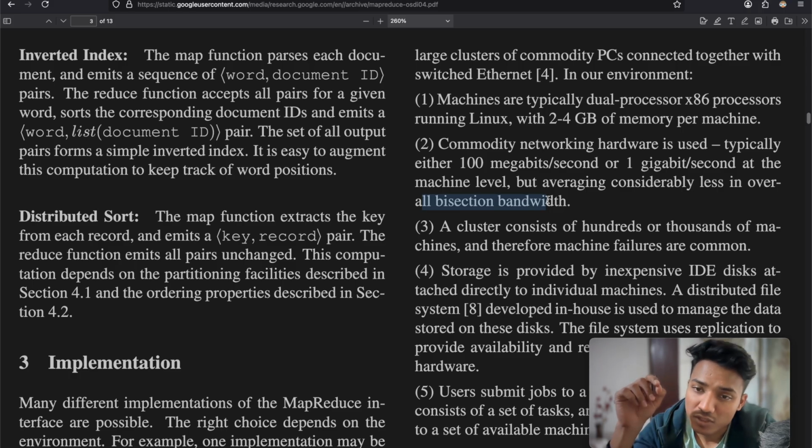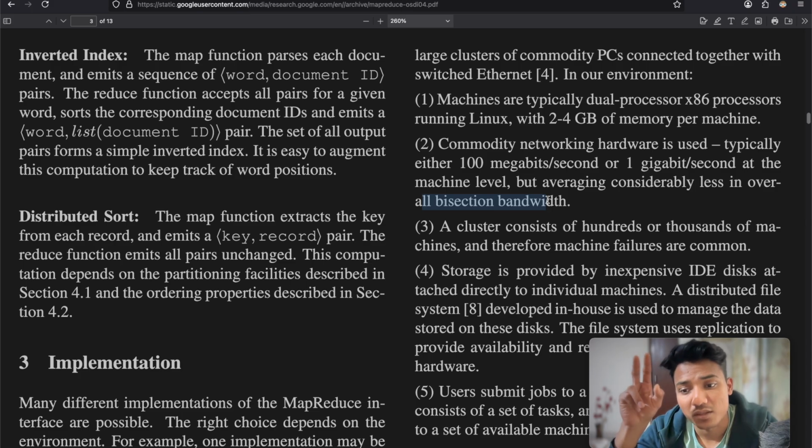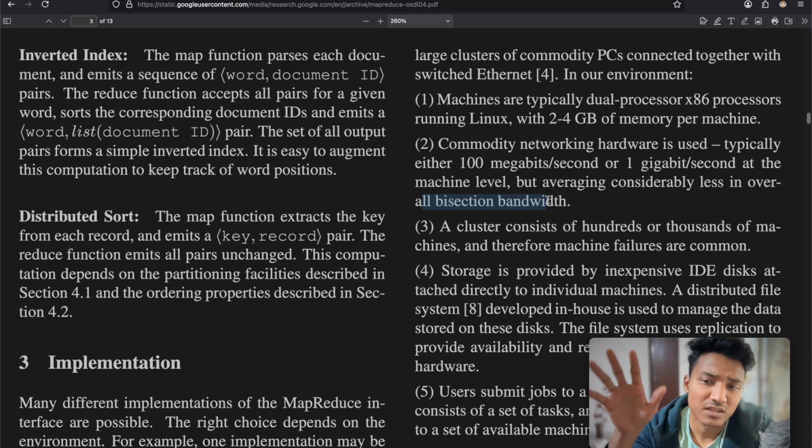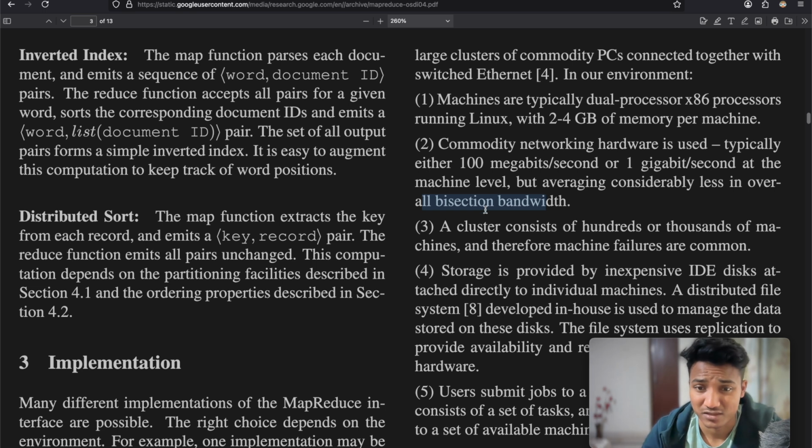Okay, so this means that bisection bandwidth basically means if we take the cluster and divide it into two, and one half is used to talk to the other half, then the average could be a little lower than this because of the load and all this stuff. So they are saying that we are not always up to the 1 Gbps speed. It could be a lot lesser if we are involving the whole cluster. I think that's what they mean, right?